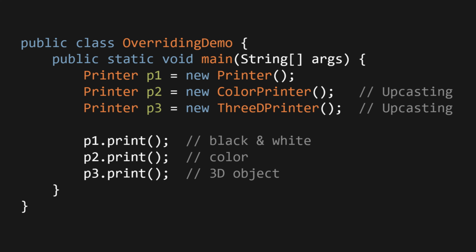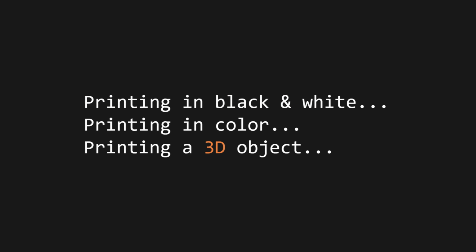Public class OverridingDemo, public static void main(String[] args), Printer p1 = new Printer, p2 = new ColorPrinter, p3 = new 3DPrinter. p1.print, p2.print, p3.print. And the output will be printing in black and white, printing in color, printing a 3D object.